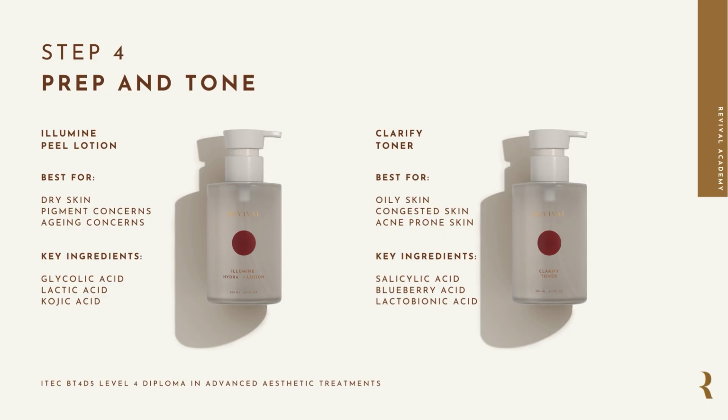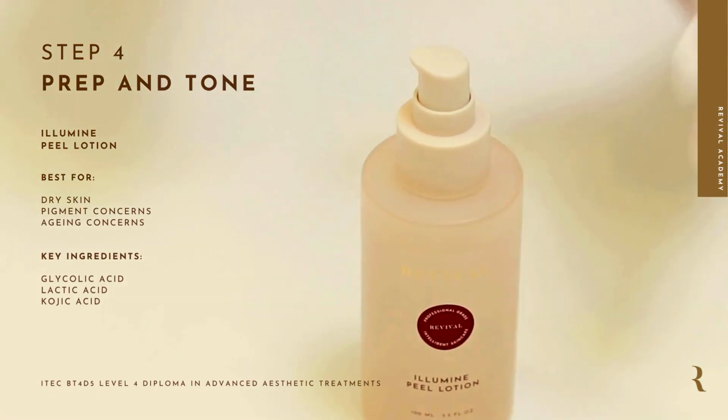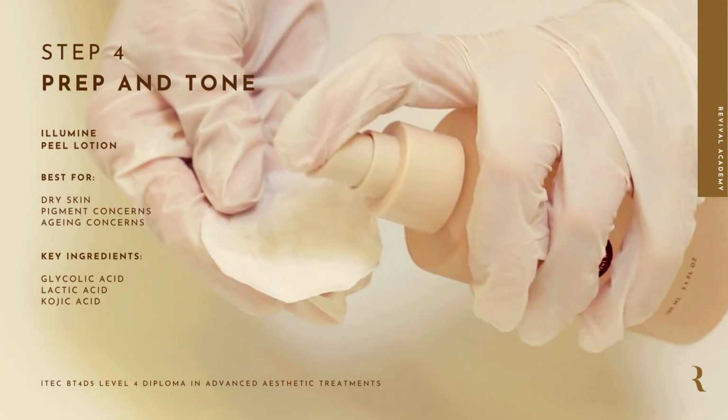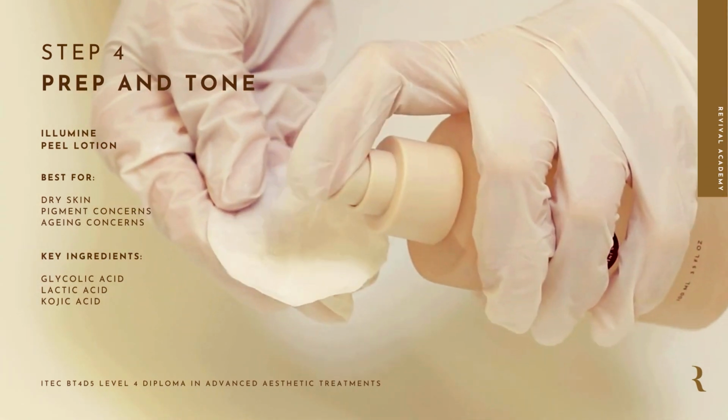And in this step, you are going to prep and tone the skin for the chemical peel, and for this we actually have a choice of 2 prep solutions. As you can see, you have the Lumen Peel Lotion, and that's suitable for dry, aging skin and pigmentation concerns. And then we have the Clarified Toner, which is for the oilier, congested and acne-prone skin types. For this client, we went with the Lumen Peel Lotion as her skin is quite dull and also dehydrated. You need to dispense 3 pumps of the solution onto a damped cotton pad.